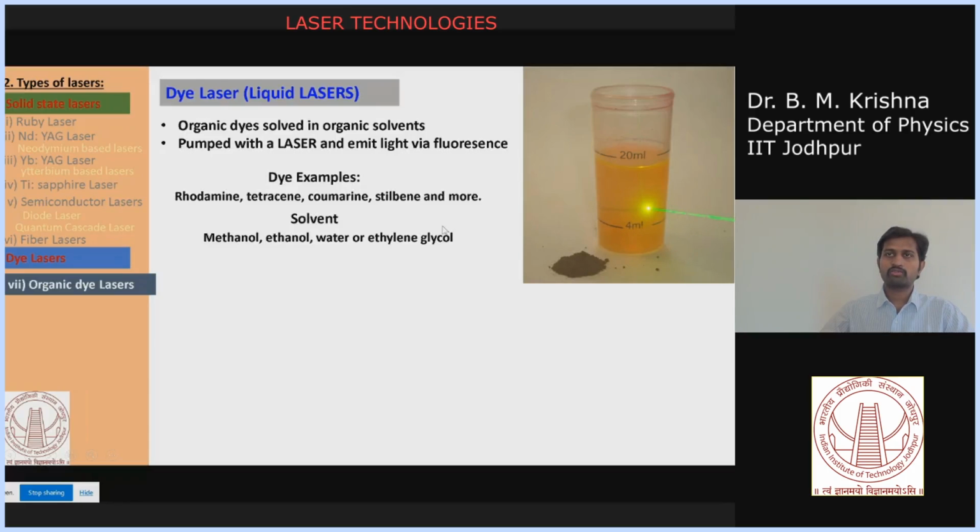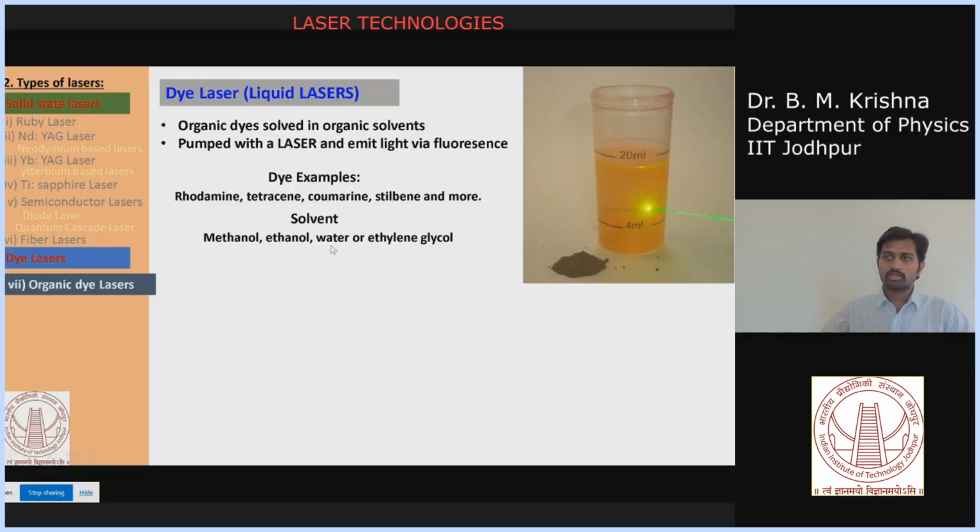In general we have different types of dyes available. For example, the most used dyes are rhodamine, tetracene, coumarin and stilbene, and a wide variety of dyes are available. Each dye is soluble in different solvents, so you have to choose the solvent accordingly. For example, rhodamine is easily soluble in methanol, so you choose the dye with the solvent where it is soluble.